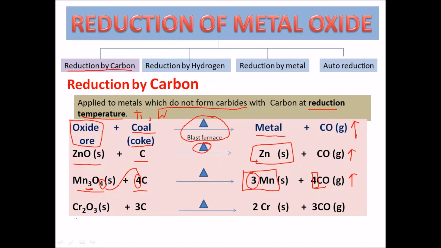The next equation, Cr2O3 in the solid state is reduced by carbon in the blast furnace, and chromium gets separated, leaving behind carbon monoxide as a gas. To balance this one, there are 3 oxygen atoms present in Cr2O3, which are taken up by 3 carbon atoms and form 3CO. In the ore, we have Cr2O3. So 2 atoms of chromium are present, which can be balanced on the product side with 2 atoms of chromium.